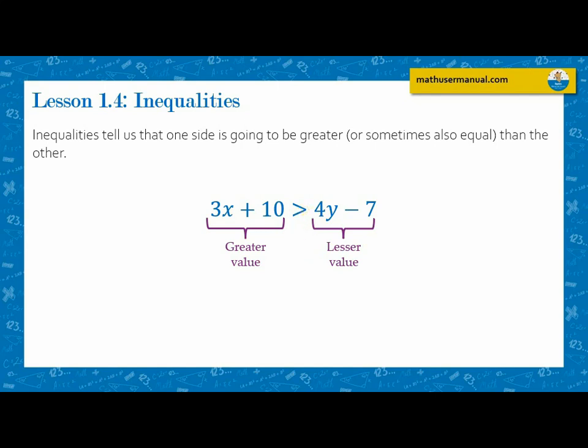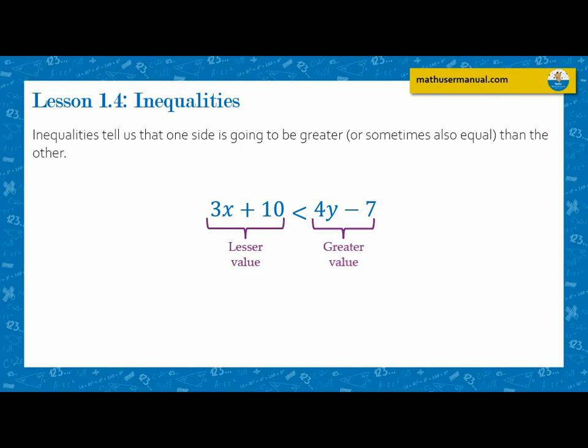So what would it mean if we happen to rotate the symbol pointing towards the other side? Then it means the table changes. Now 4y minus 7 is greater than 3x plus 10. Now the right side of this equation is greater because the right side is at the open part of the symbol.